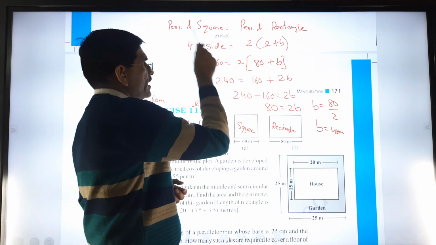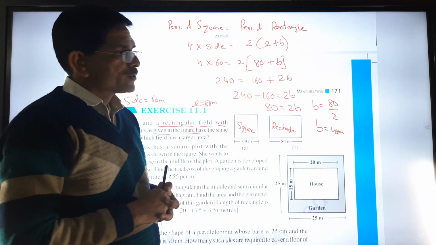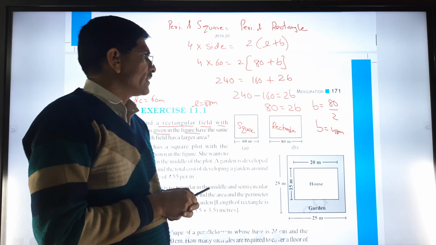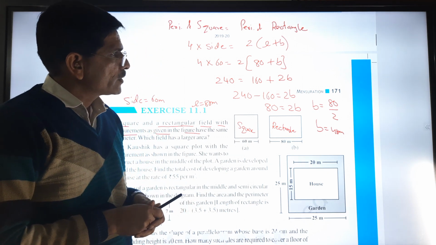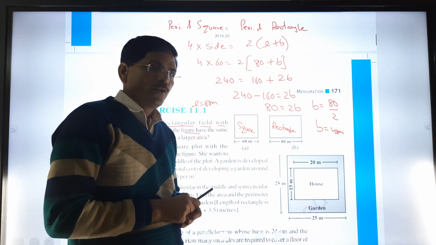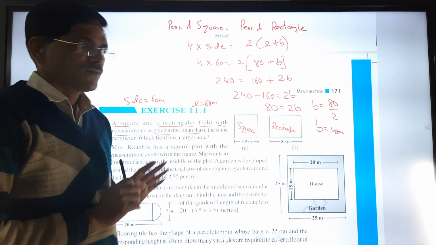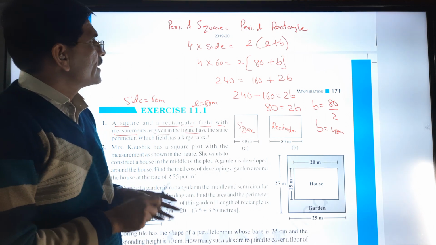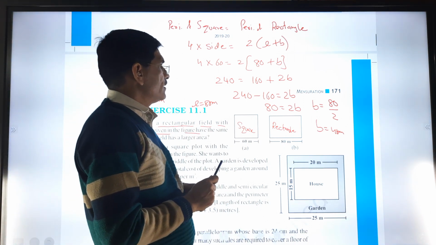Now the constant term is 160, so I have to shift it. So 240 minus 160, that is 80. So 80 is equal to 2B. So B is equal to 80 by 2. So B is equal to 40 meter. That is sufficient. Now is it correct or not, how can we check?